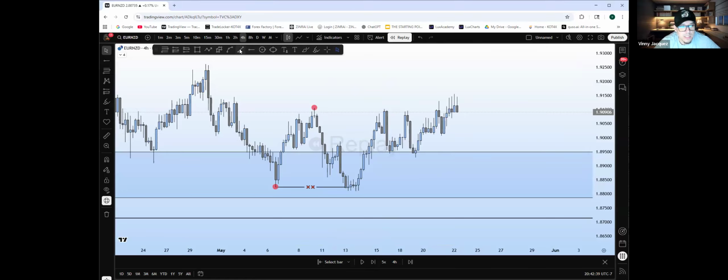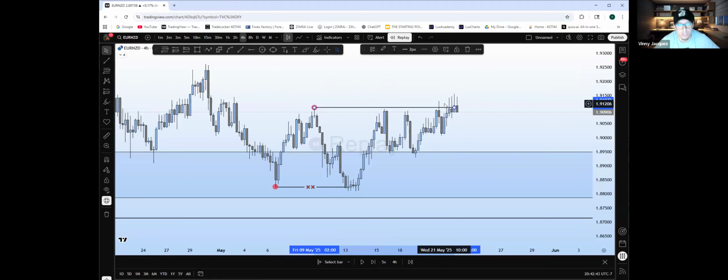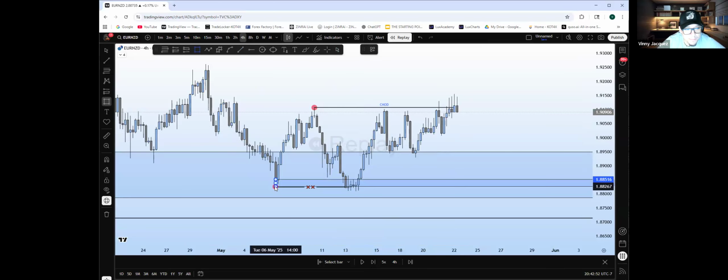Now, again, this isn't the cleanest market structure. Very, very ugly, right? I like to trade market structure that's very, very clean. But guys, the same thing applies. This is my left shoulder. This is my stop loss.